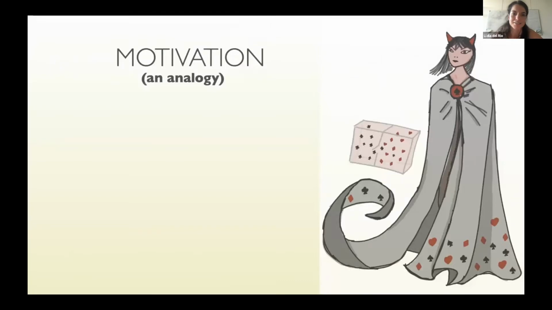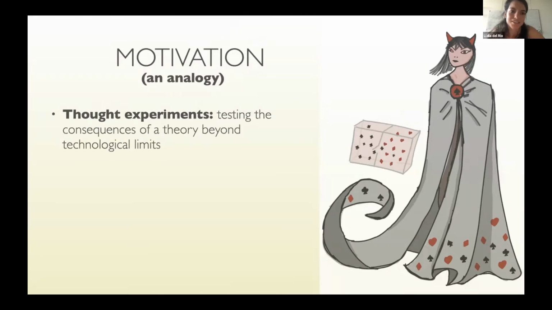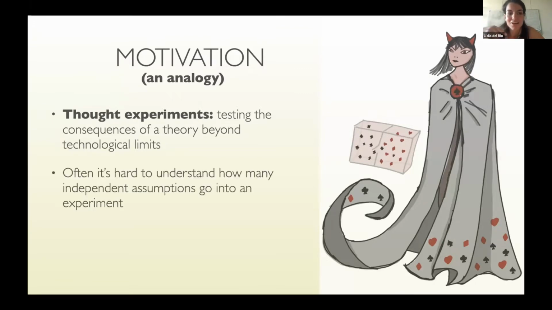So let me give you a bit of motivation through an analogy, which is just talking about thought experiments in general. The idea of thought experiments is to test all the consequences of a given theory beyond what we can actually implement in the lab, right? The hard thing with them is trying to identify all the assumptions that go into a thought experiment, because sometimes we have all these unknown unknowns that come just from the framework that we use.